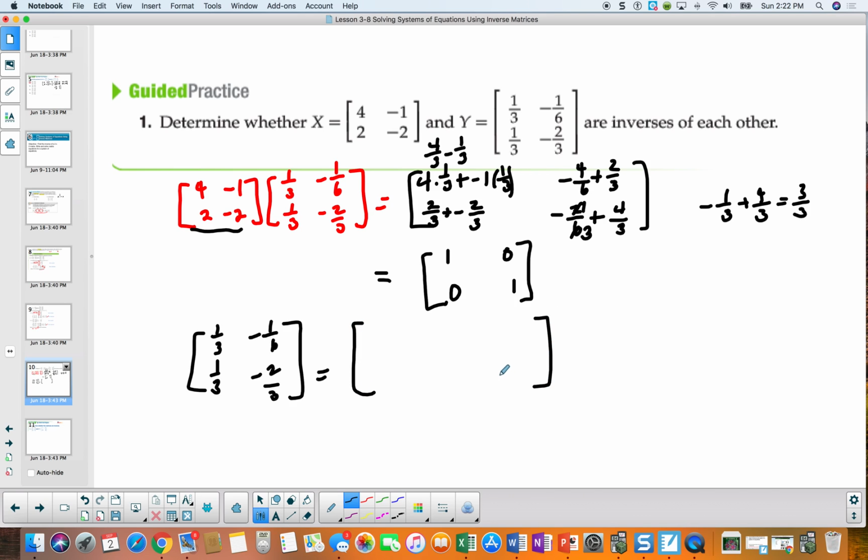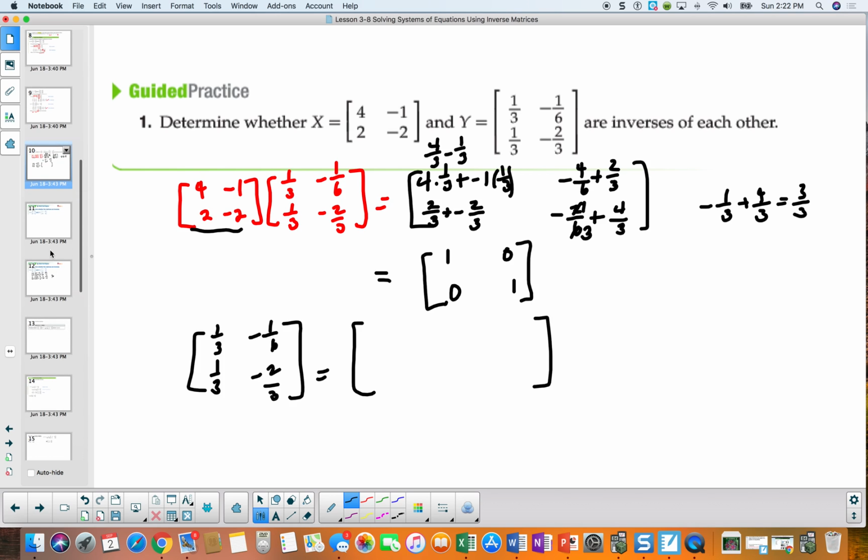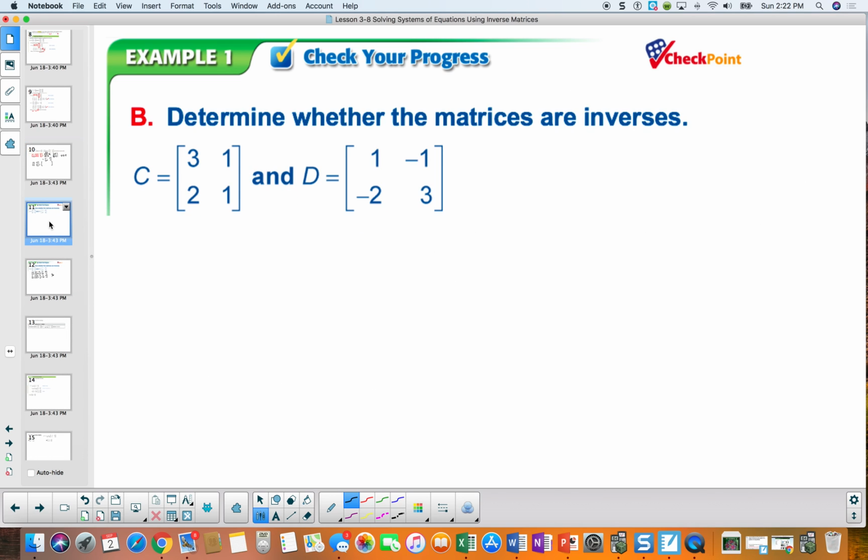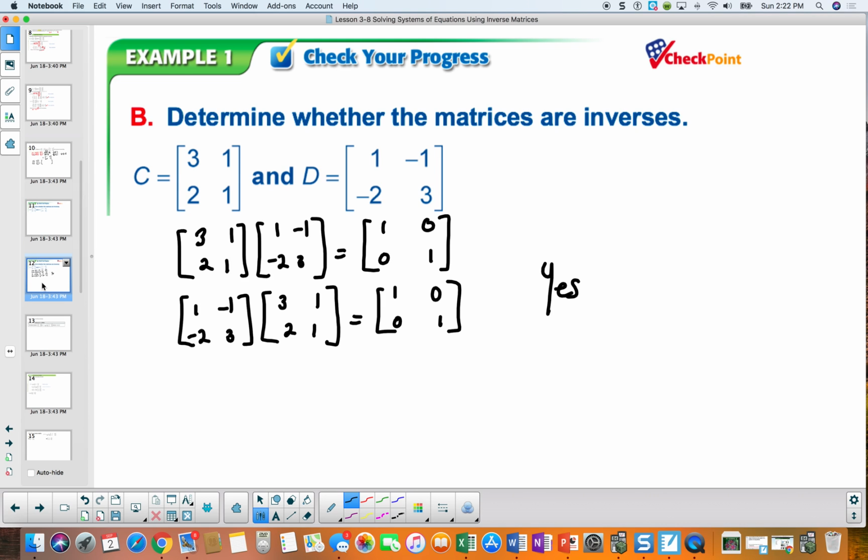And make sure this is true. And it will happen. Okay, so would you go ahead and pause and see if you can multiply these and determine whether they're inverses. And here's the answer.